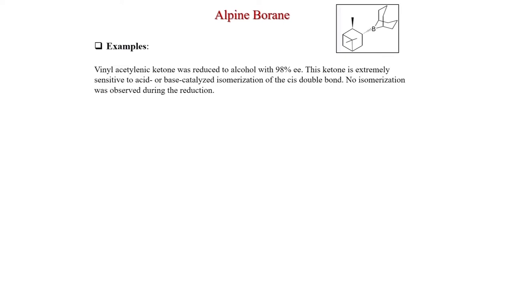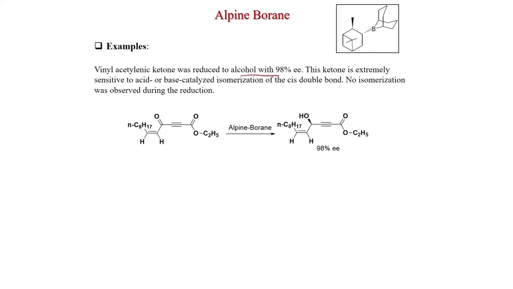Vinyl acetylenic ketone was reduced to alcohol with 98% ee. This ketone is extremely sensitive to acid or base catalyzed isomerization of the cis double bond. So, you can see there is a cis double bond. No isomerization was observed during this reduction.